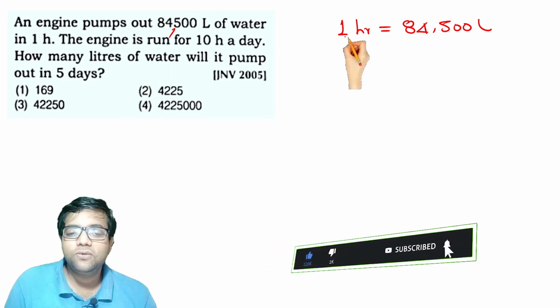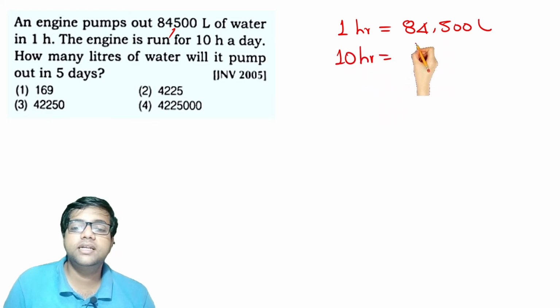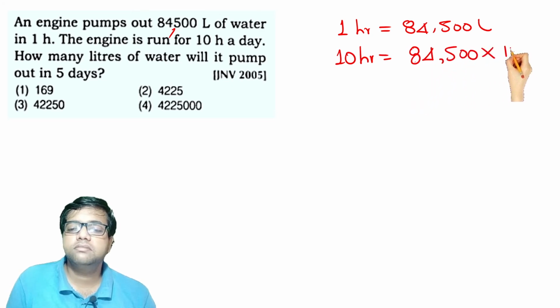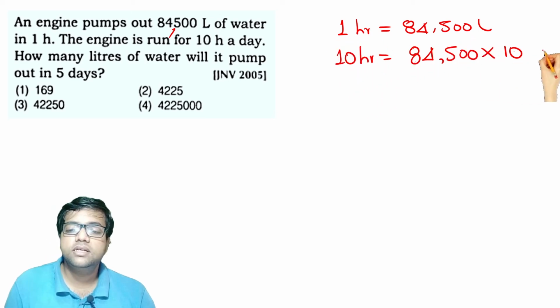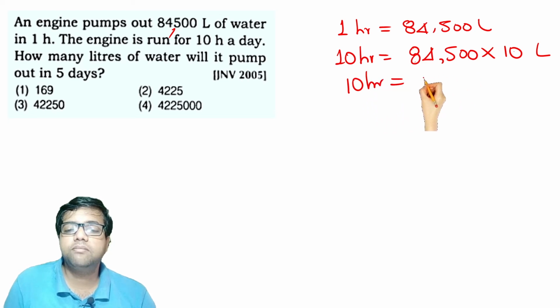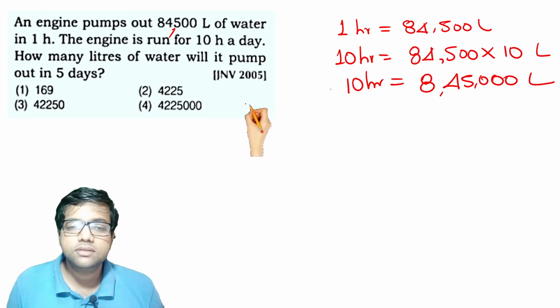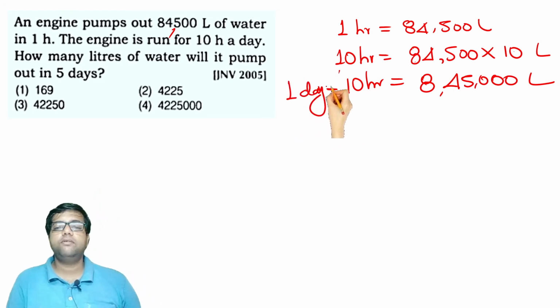Per hour it is pumping out this many liters. What about for 10 hours? It will pump the same amount 10 times, so 10 times its hourly capacity. In 10 hours it will pump around 8,45,000 liters. And 10 hours is nothing but 1 day for the engine, since it works 10 hours in 1 day.